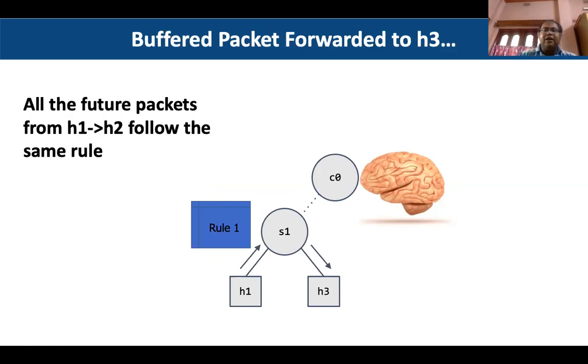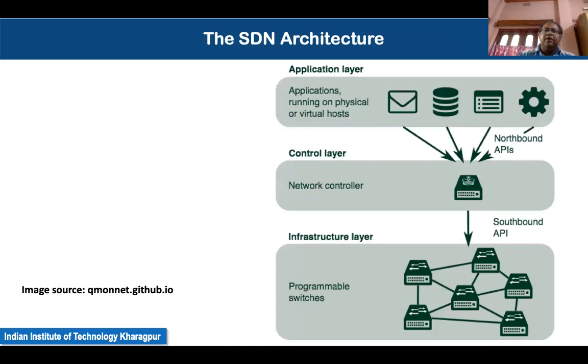Now, next time when a new packet comes, you already have the rule installed in your forwarding information base. So you follow that rule and output the packet to the outgoing interface of S1 such that it can forward it to H3. Now, here is basically our SDN architecture.